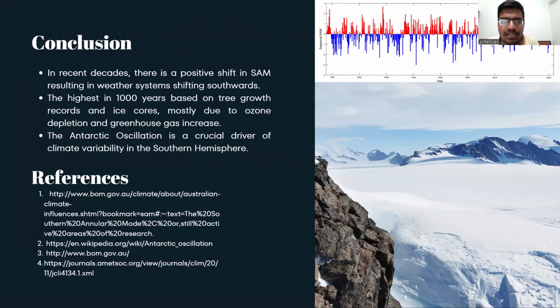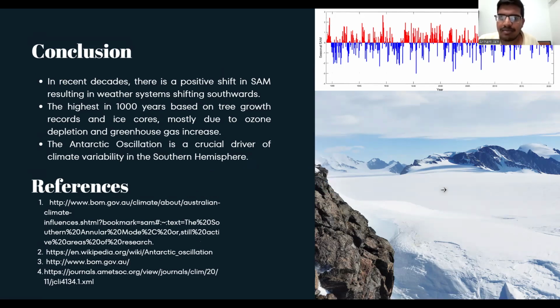This Antarctic oscillation is a crucial driver of climate variability in the southern hemisphere. It is also linked to Antarctic ice melts, and overall, this plays a key role in determining the climate of the southern hemisphere.